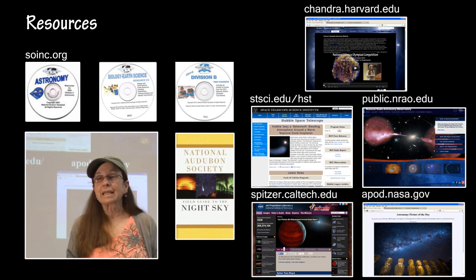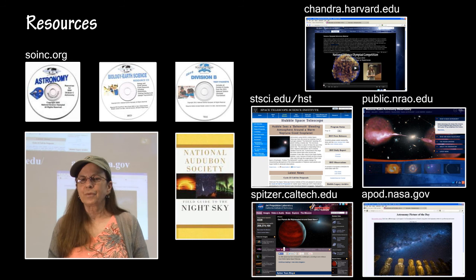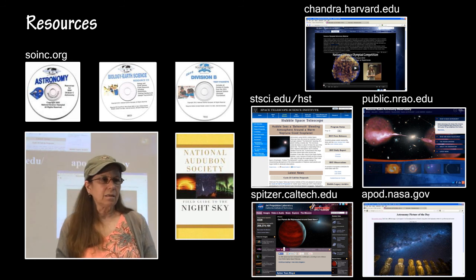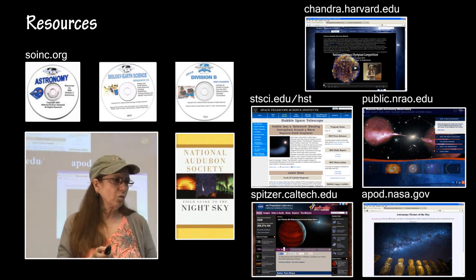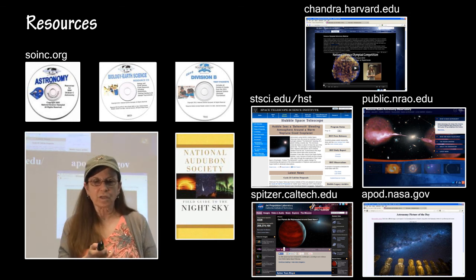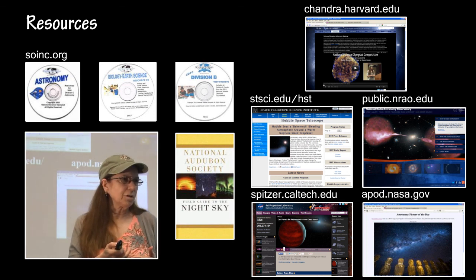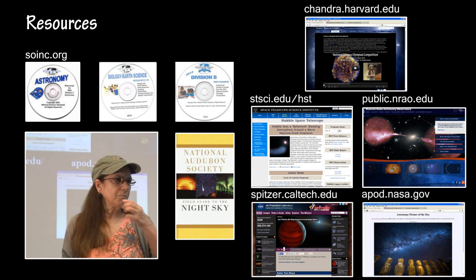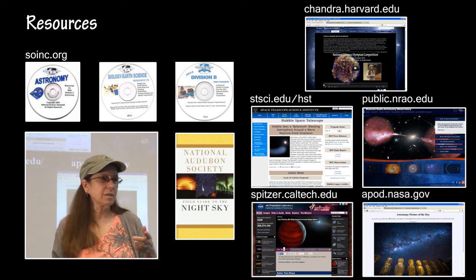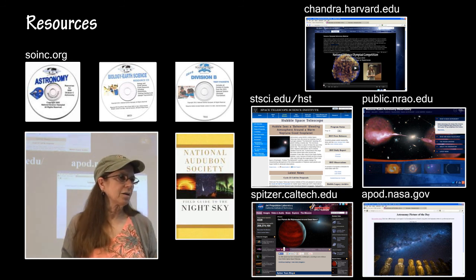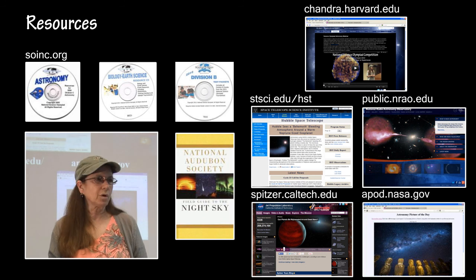So you should stick to the science websites. Stick to Chandra, Hubble, Spitzer. APOD is great. It's supported by NASA. So you should use those. Also, one of the resources is the National Audubon Society's Night Sky for this event.